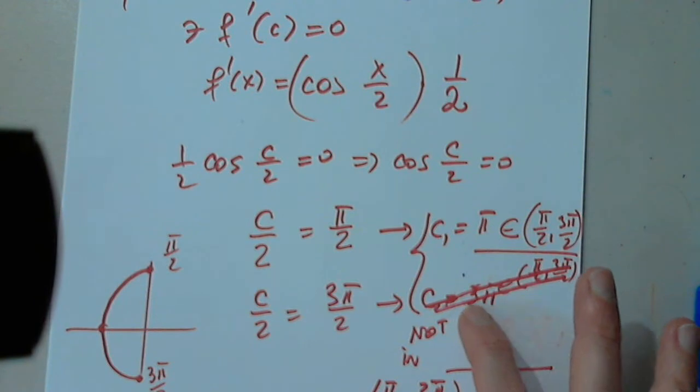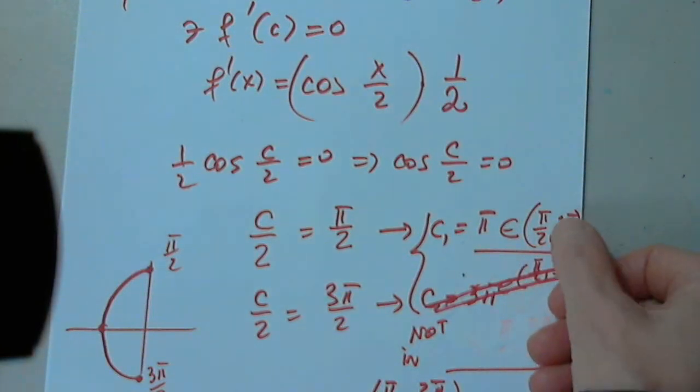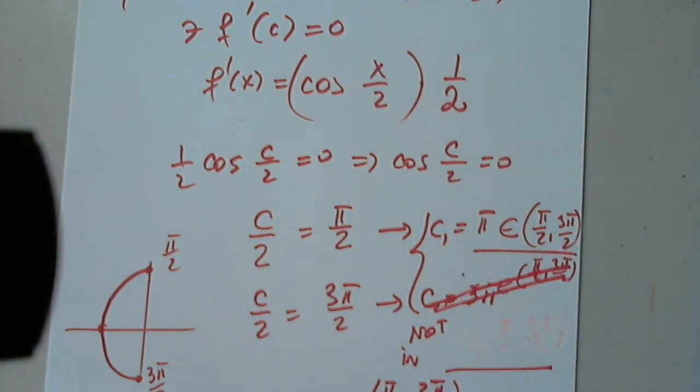So again, 3 times pi is 9 point something. This 9 point something does not belong in the interval pi over 2, 3 pi over 2. It is way outside. Is it okay? I hope I didn't confuse anyone with my gibberish here. Makes sense to me. Yeah, sorry about that.